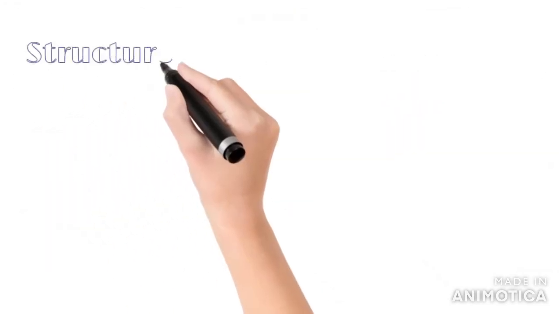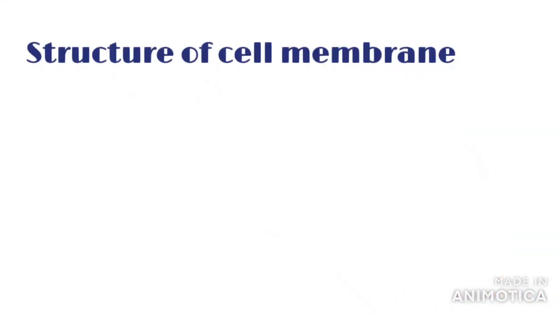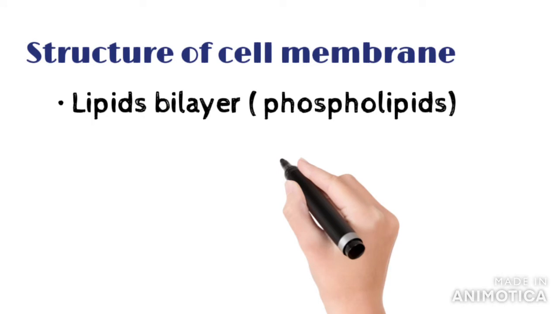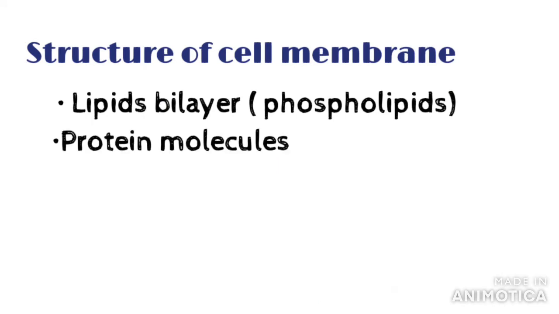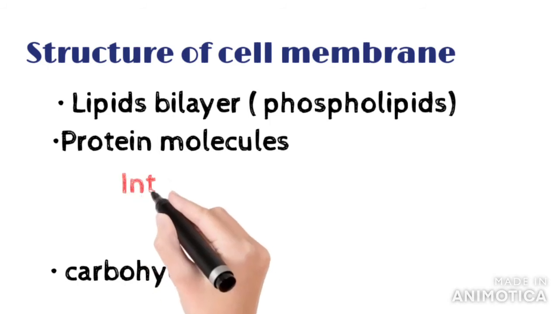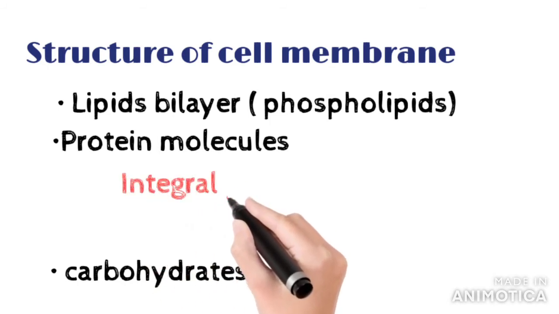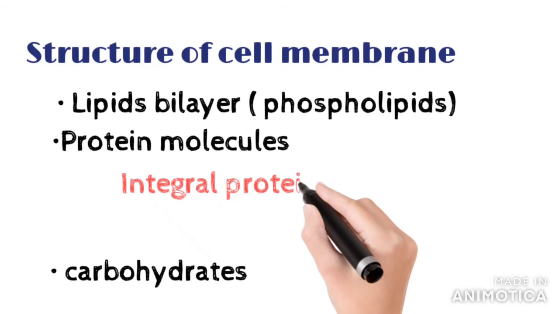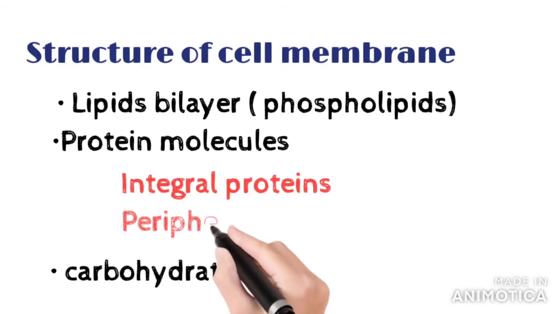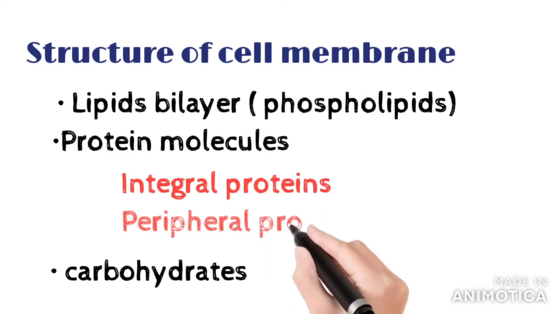The main structures of the cell membrane are the lipid bilayer, proteins and the carbohydrates. Lipid bilayer and proteins play a role in the cellular transport. Proteins have two further types. One is peripheral proteins and the second one is integral proteins. Only integral proteins play a role in the cellular transport.